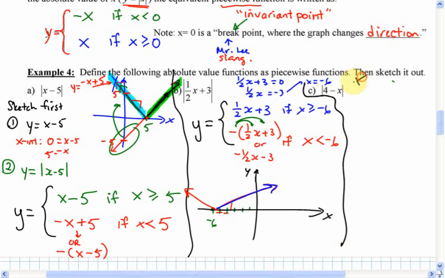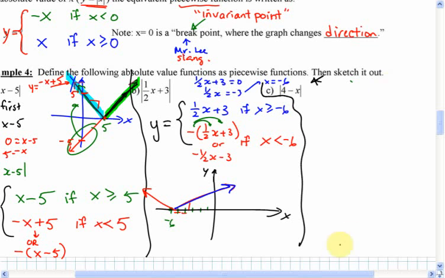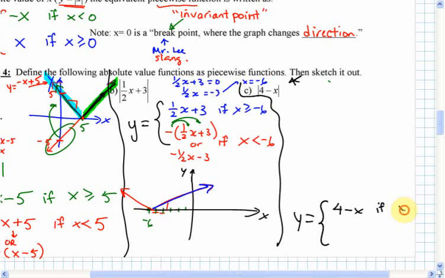By the way, tricky. How many of you wrote this as your answer here? Y equals 4 minus x. This is true when x is bigger than or equal to 4. And then negative 4 plus x if x is less than 4. That's clearly, it's too easy.